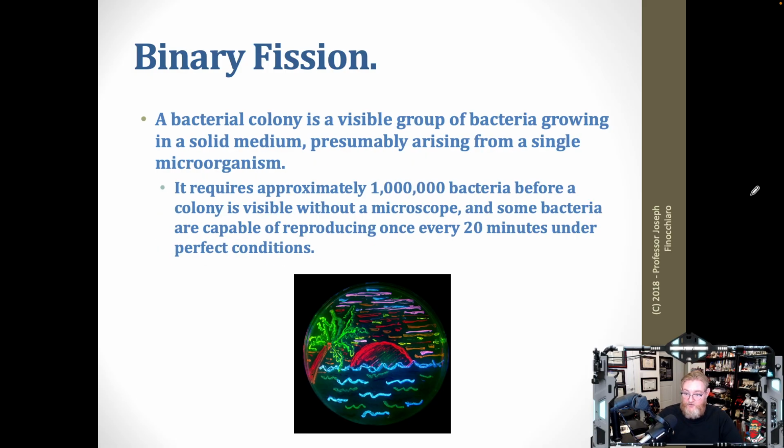A bacterial colony is a visible group of bacteria growing in a solid medium, presumably arising from a single microorganism. It requires approximately 1 million bacteria before a colony is visible without a microscope, and some bacteria are capable of reproducing once every 20 minutes under perfect conditions.